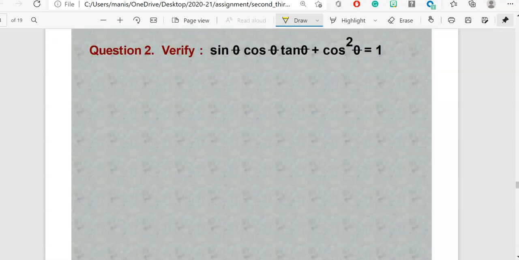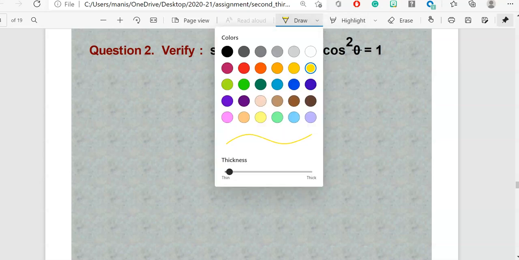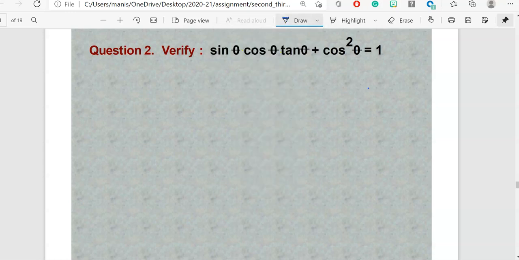The question says verify sine theta times cosine theta. There's a times over here. Okay, times tangent theta plus cosine square theta is equal to 1. So I will start from the left hand side over here. The left hand side is my sine theta. As you all know, sine theta is in the simplest form. I'll not touch it. Then it says cosine theta. That is also in the simplest form.